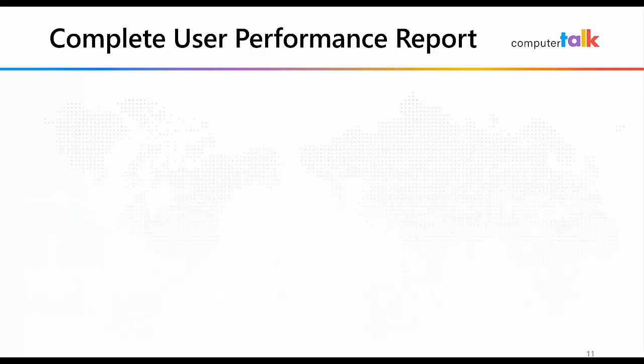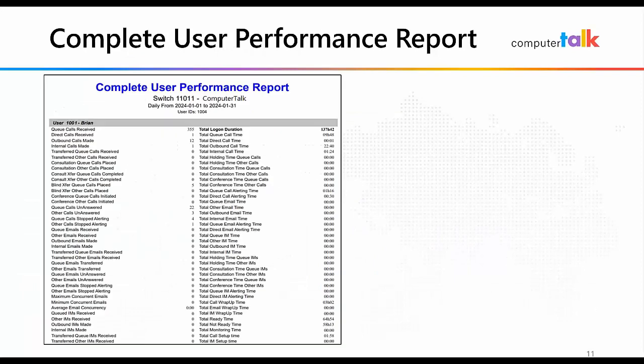Next, we have the complete user performance reports. This will give you a summary of the queued and non-queued contacts that the user has handled, as well as the duration that they've spent in each of the contact handling states. For example, in this report, for the whole month of January, Brian had received a total of 355 queued calls. He's made 12 outbound calls. He's had 22 unanswered queued calls.